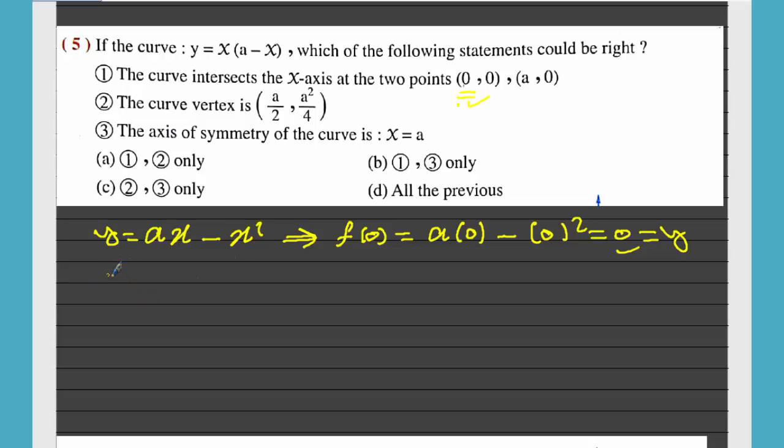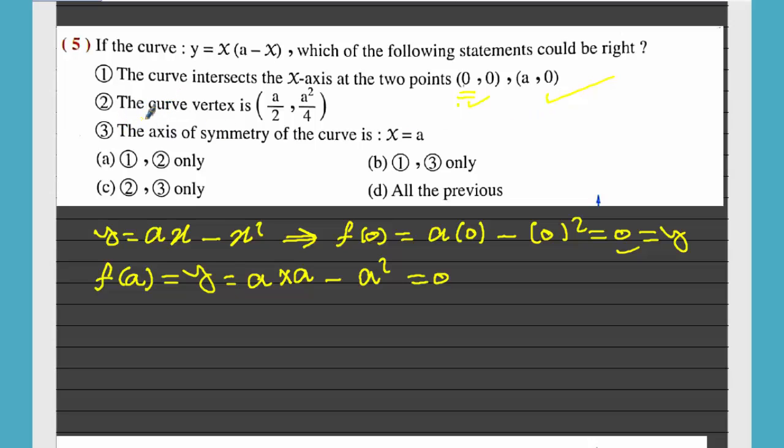Again, we find f of a, substituting x equals a. F of a, of course, equals y, which equals a multiply a. Substituting x equals a minus a power 2. A multiply a, it is a square minus a square, also equals 0. So this is a right solution here. So the curve intersects the x-axis at the 2 points 0 and 0, a and 0.